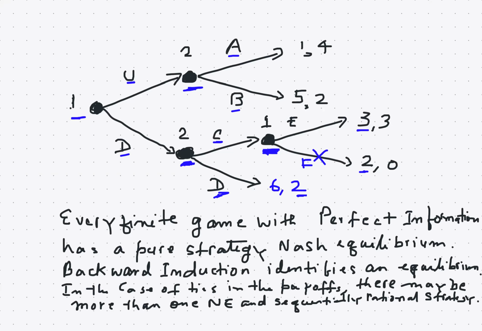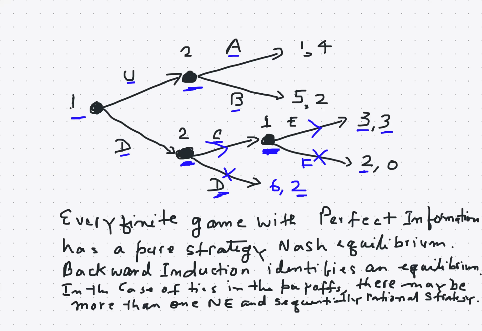So player 1, we know, is going to end up choosing E, right? And player 2, therefore, would end up with a payoff of 3. So clearly, 3 is better than 2. Therefore, strategy D can be stricken off from the game, and C is the sequentially rational strategy here. So player 2 would choose C, and then in the third stage, player 1 would choose E.